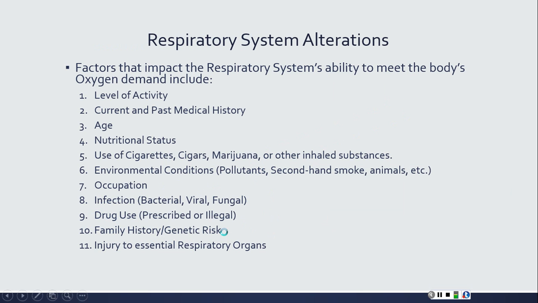All right. So now let's talk about these alterations. If we do not meet the body's demand for oxygen, well, this is what we've got to look at. These are factors that impact the respiratory system's ability to meet the body's oxygen demand. So we haven't gotten quite to the alteration yet, but these are some things that can prevent that equilibrium from occurring. Okay? First, we've got level of activity.